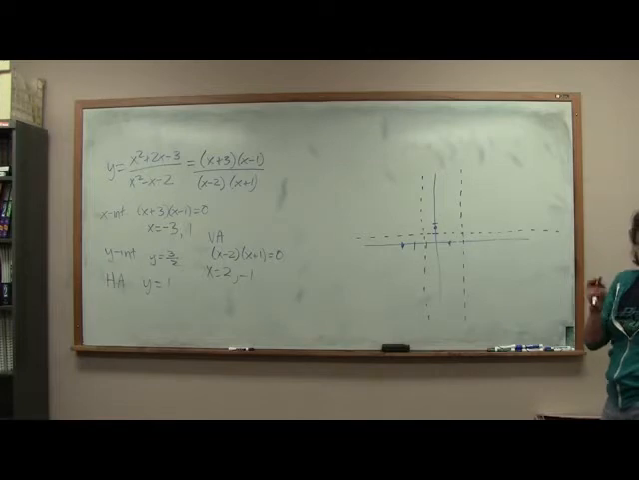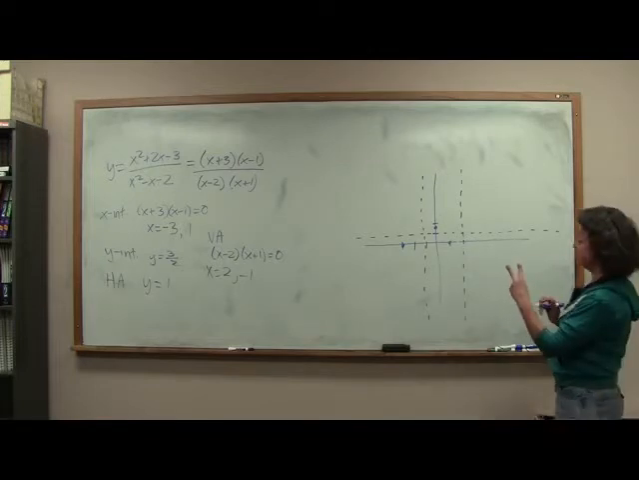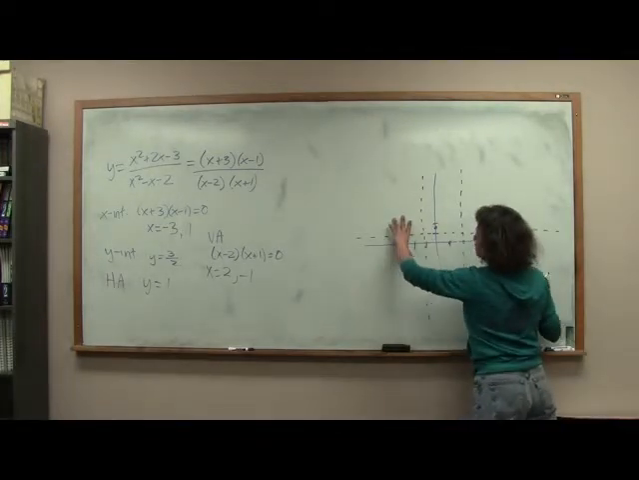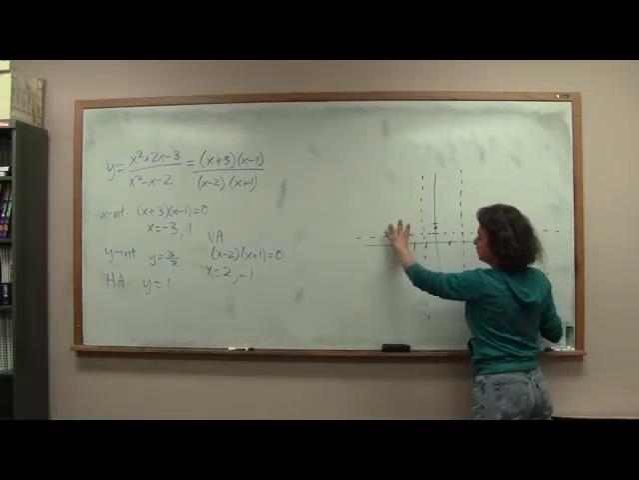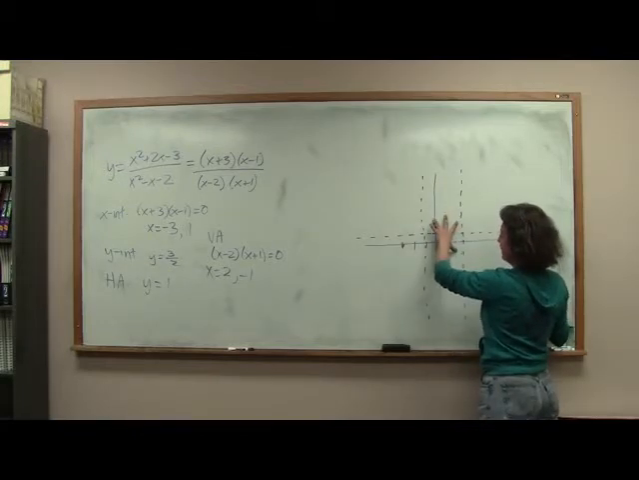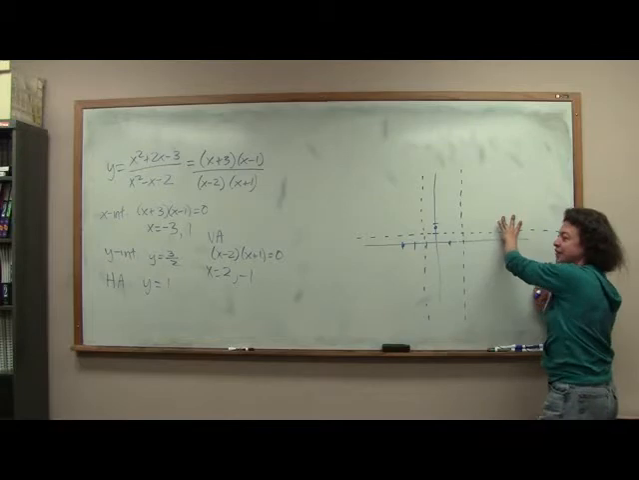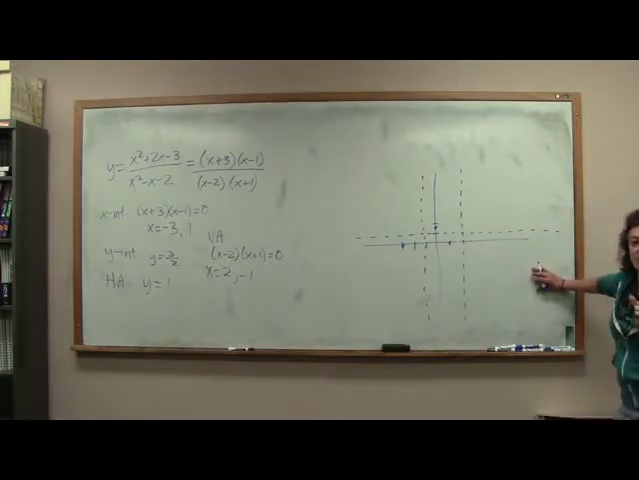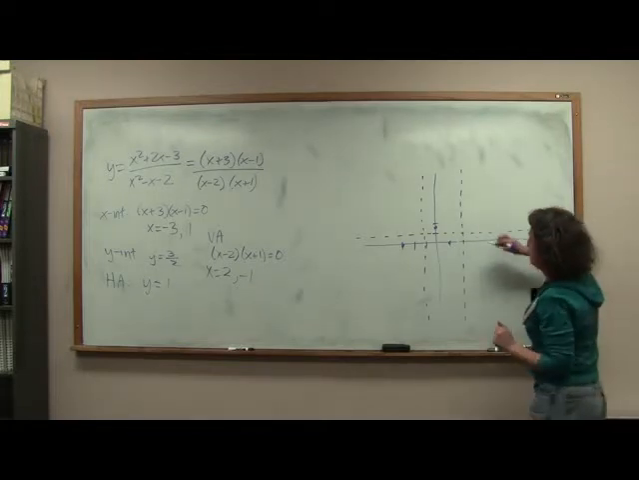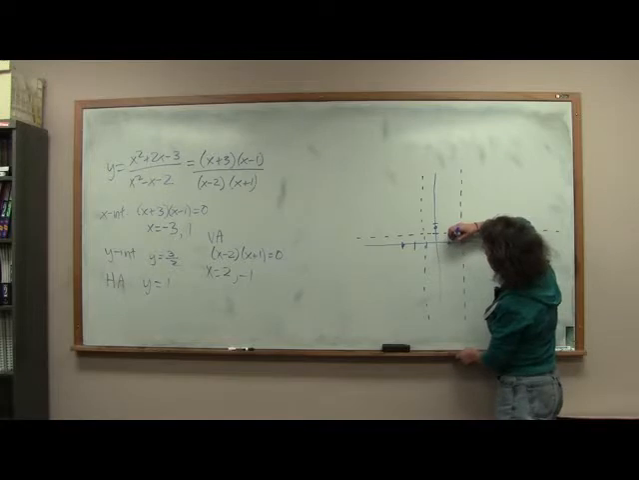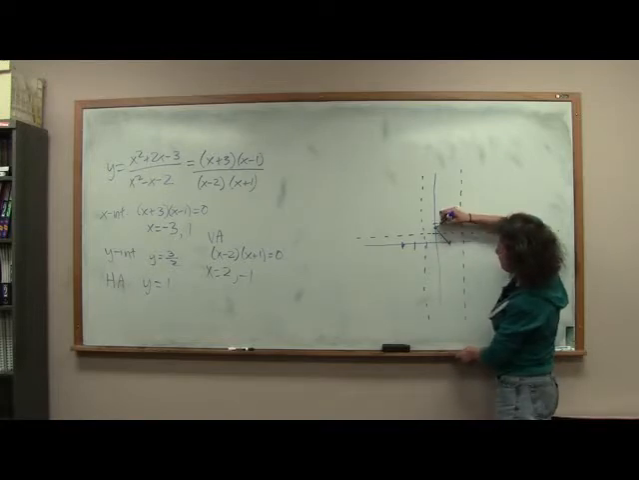Okay, notice because I have 2 vertical asymptotes, it divides my graph into 3 separate portions. I have this side, I have the in-between, and then I have over here. This is where we take test points to get a feel for where our graph is going to be. Okay? Now, for example, I'll be playing connect the dots here.